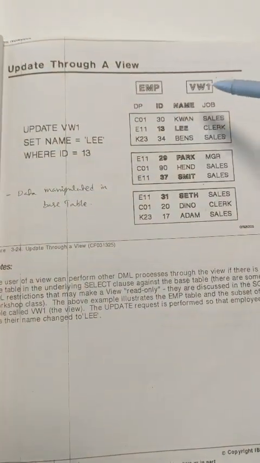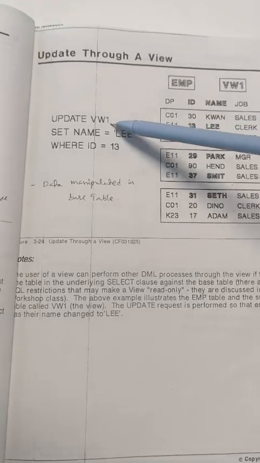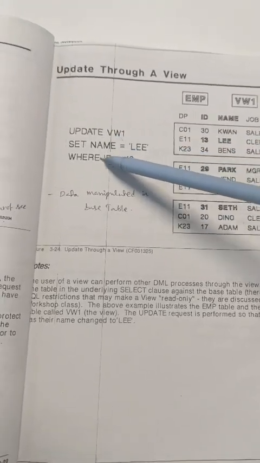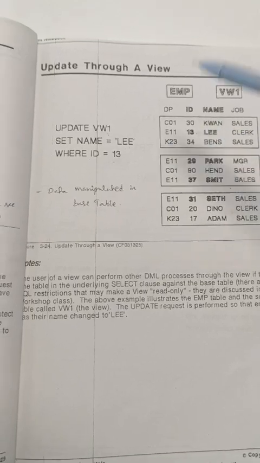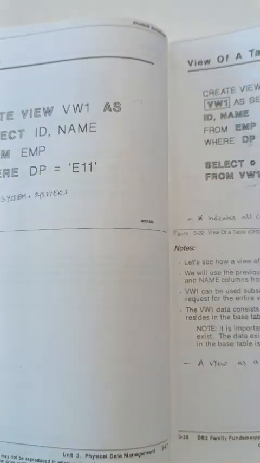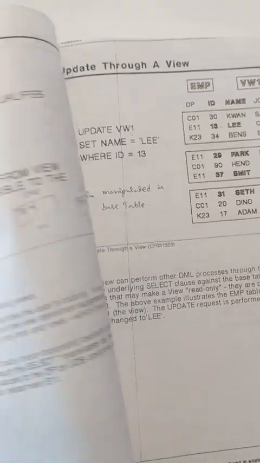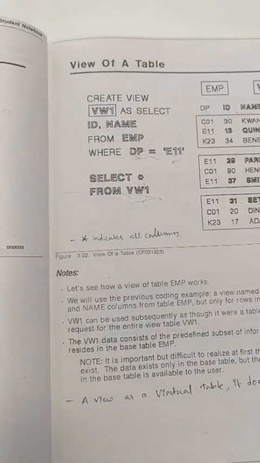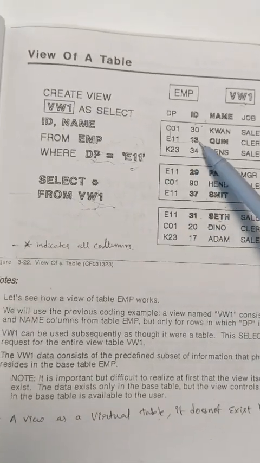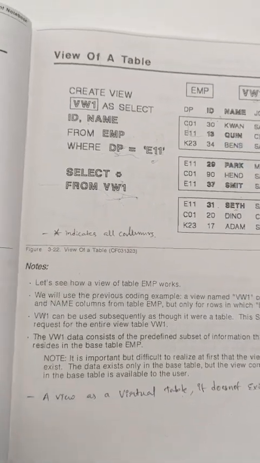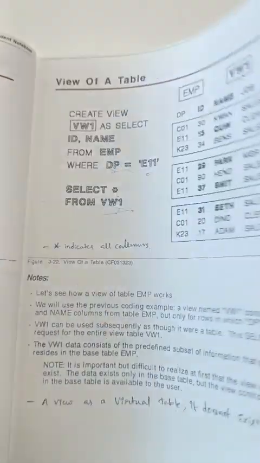And this is how to update a table row by using a view. Here, update view 1 and set name to Lee where ID is 13. Previously I created view 1. In view 1 I am going to update where ID is 13. Here I retrieve DP equal to E11, and in E11 I am getting ID 13 also. But here I am going to update only the name to Lee for ID 13.